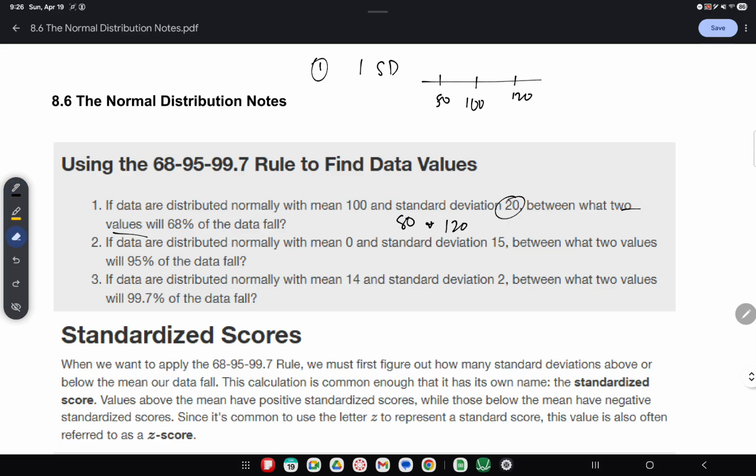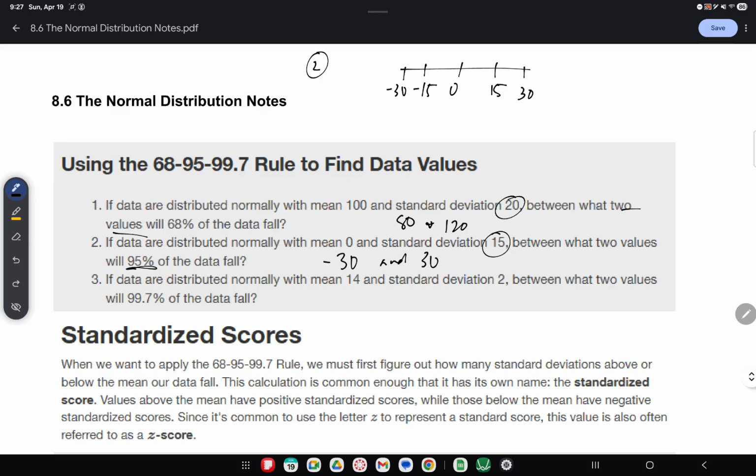All right, I'm going to erase this to use this same space here. So that second one, it's standardized, so it's normal with a mean of 0, standard deviation of 15, and we want 95%. So that's 2 standard deviations on each side. So 15 and 30, negative 15, negative 30. So between negative 30 and 30.